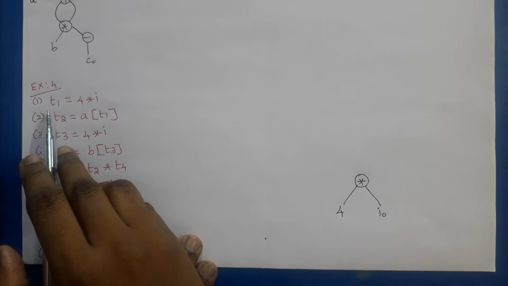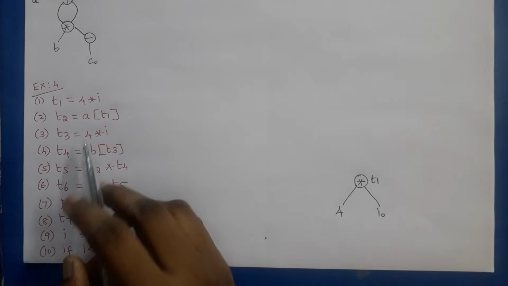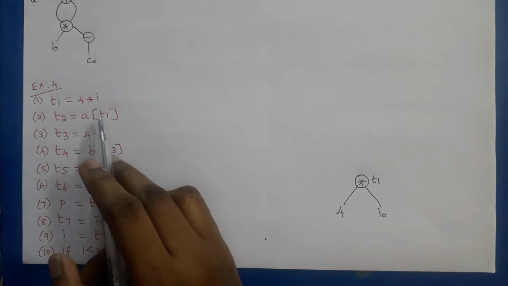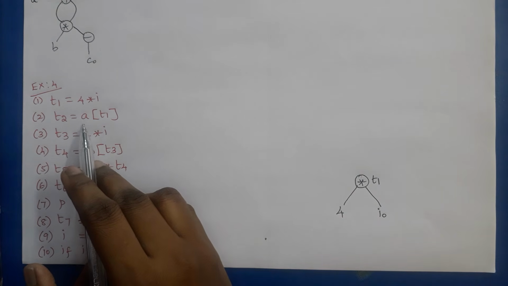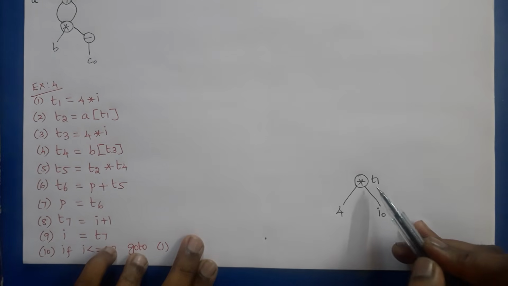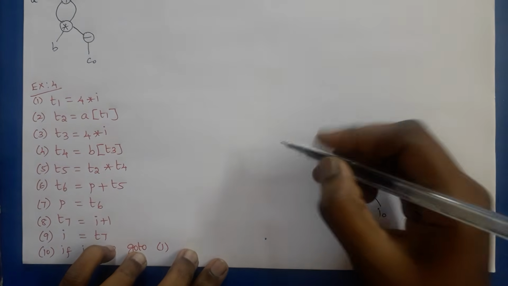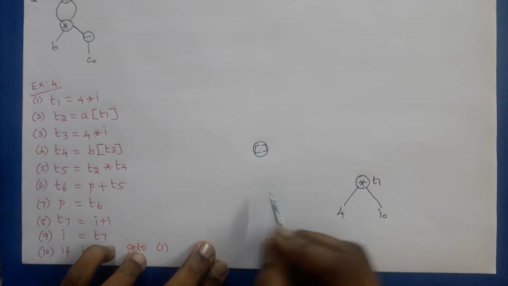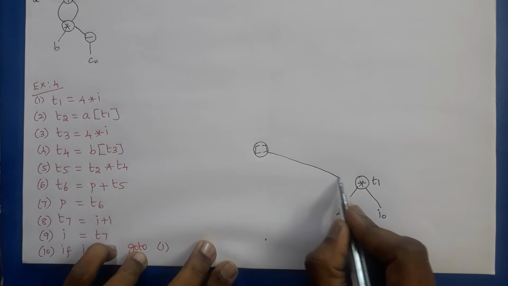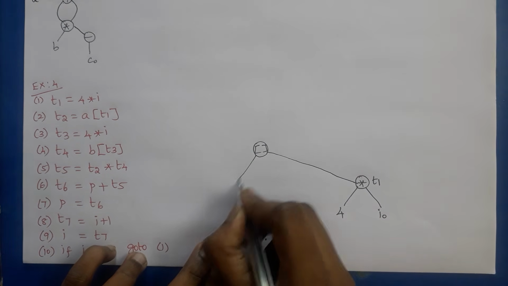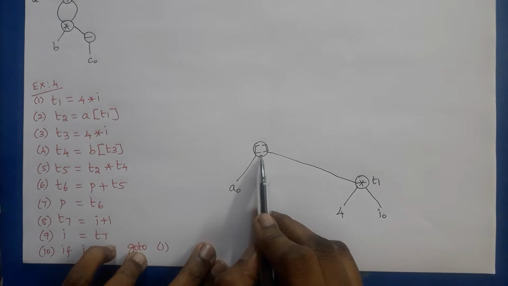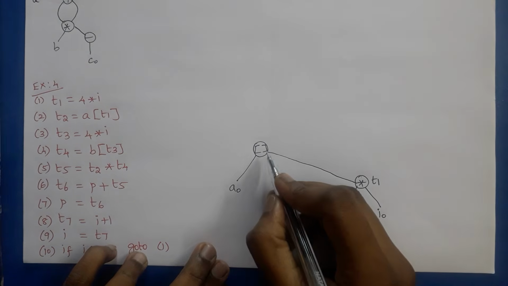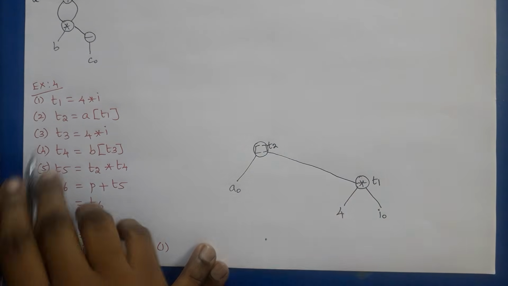And what is the result of this? T1. So that should be attached here. Next we need to perform A of T1. So here the operator is the indexed in-array symbol, and the left child is A naught, right child is T1. So for this operator, left child is A naught and right child is this T1. Then the result of this computation is T2.